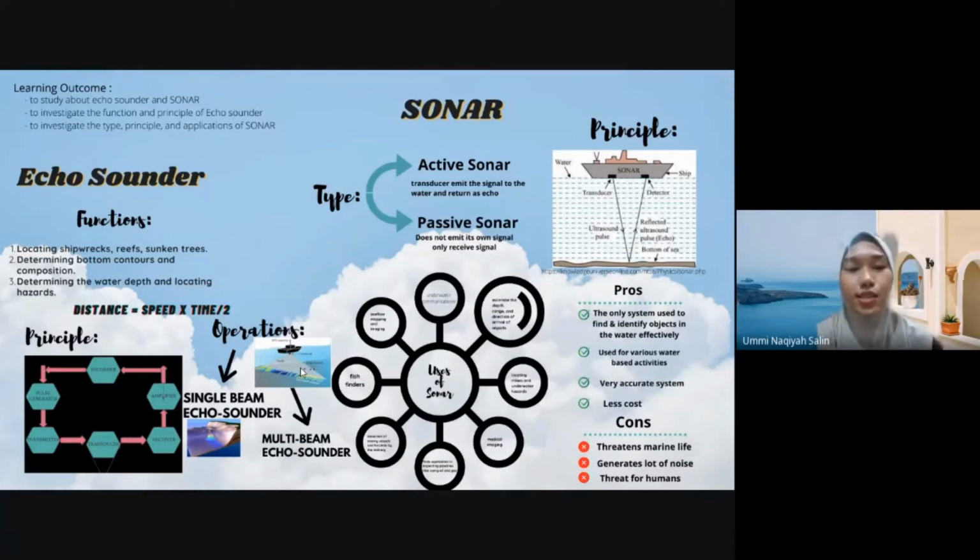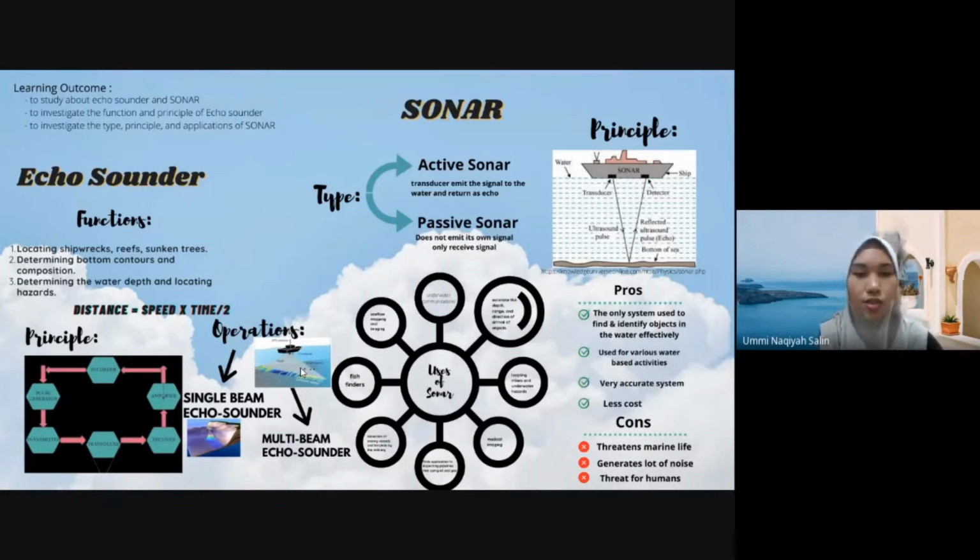Next we go to the principle. For the principle, it starts at the recorder. The recorder will send a signal to the pulse generator, which then will trigger a pulse and simultaneously start the recorder trace. The rate may be between 5 to 600 pulses per minute, depending on the depth of the water itself. And the lesser the depth scale, the faster the pulse repetition frequency will be.